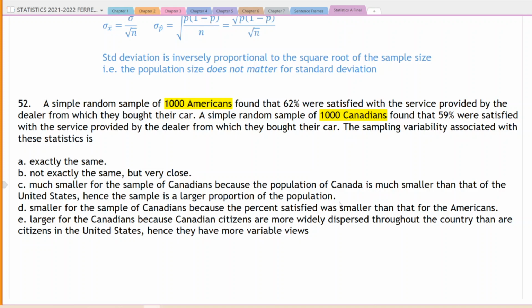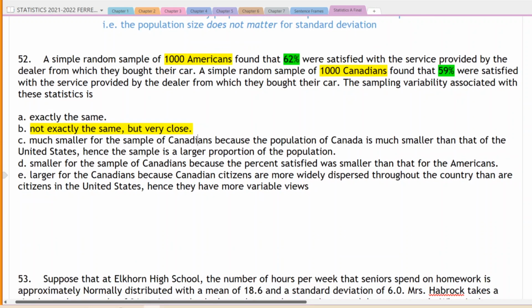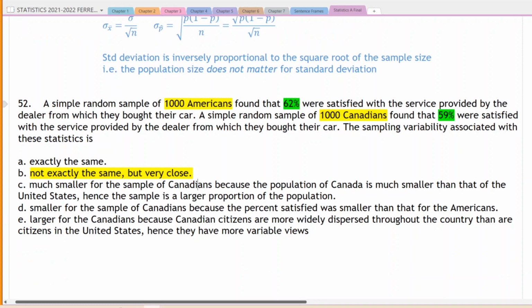So both samples have exactly the same size, and both samples also have similar proportions, which is to say that both populations have similar proportions. 62% versus 59%, that's very close. So without doing any calculation, I can probably tell you that these two variabilities are going to be not exactly the same, but very close. The sample sizes are exactly the same, and the population parameters, 62% and 59%, are very close as well.